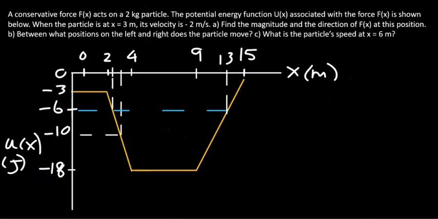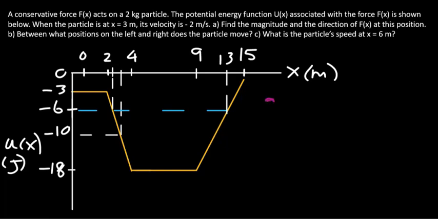Let's look at the following problem. A conservative force acts on a 2 kg particle. The potential energy function associated with a force F is shown below. When the particle is at x equals 3 meters, its velocity is minus 2 meters per second. Find the magnitude and direction of that conservative force at that position.